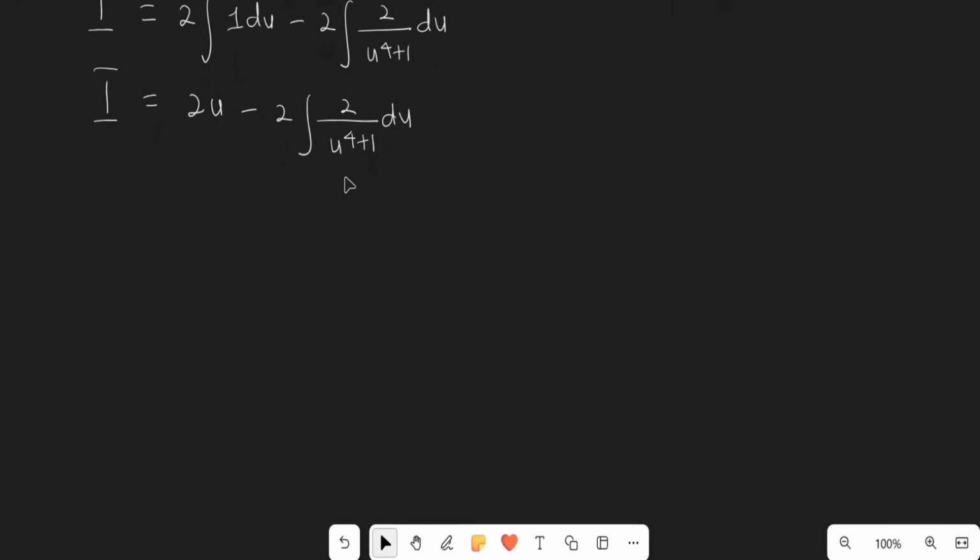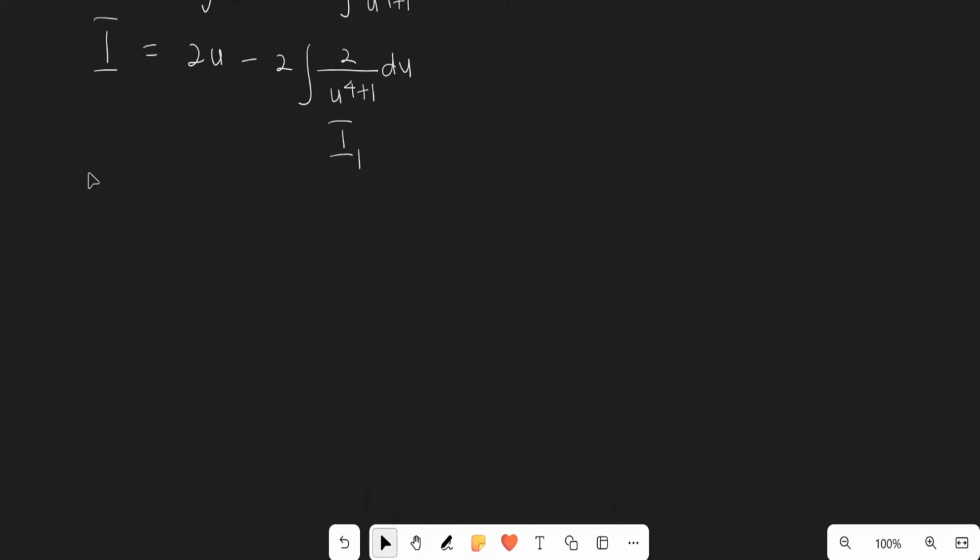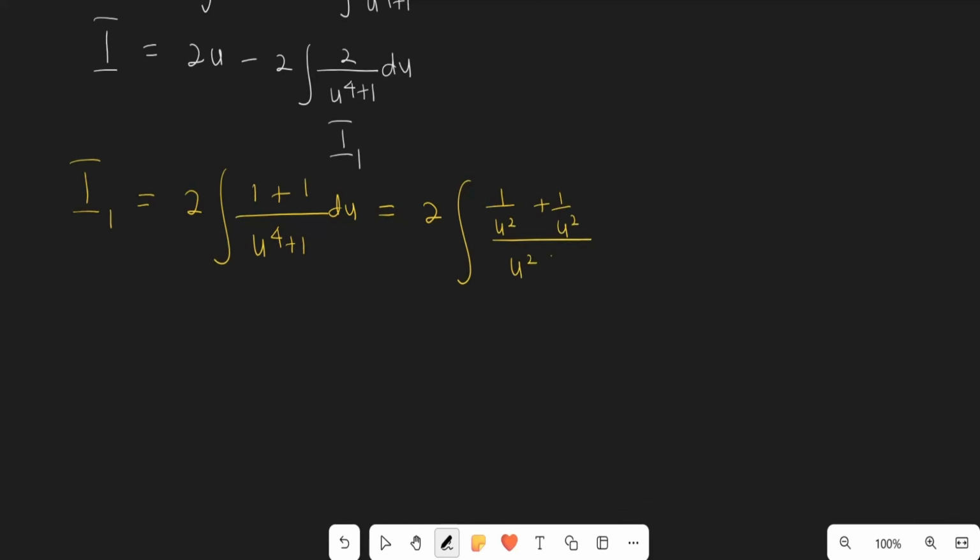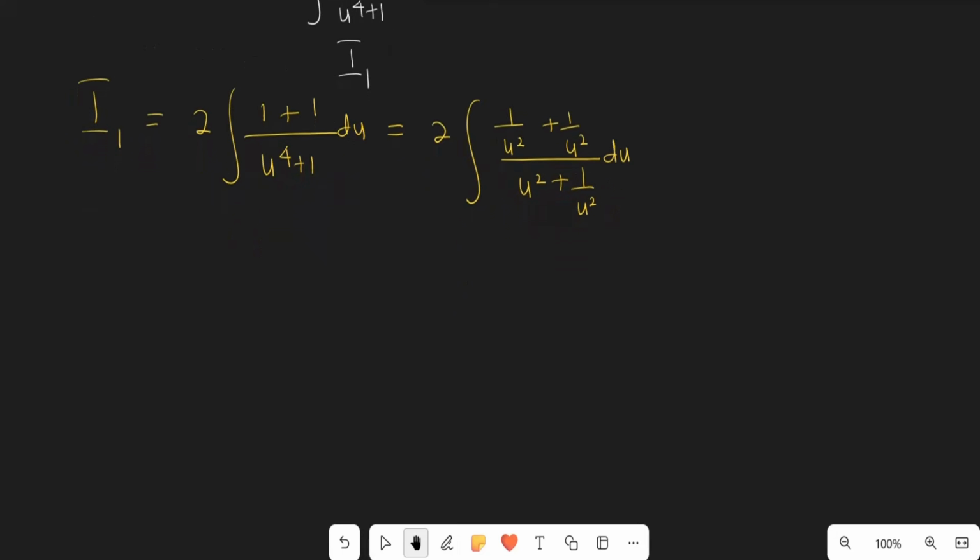Alright, so the task now is to find the value of this integral. I'm going to call it I1 and switch colors and then deal with that. So I1 here is going to be equal to 2 times the integral of 2. 2, permit me to write it as 1 plus 1, right? Divided by u raised to the power 4 plus 1 du. That is I1. Now divide top and bottom of this integral by u squared. I'm going to do this by brute force. So 1 over u squared plus 1 over u squared, divided by u squared plus 1 over u squared du. I'm just dividing top and bottom of this integral by u squared.